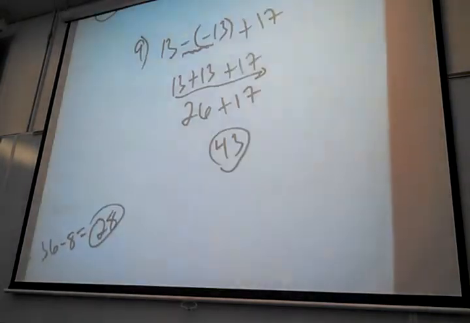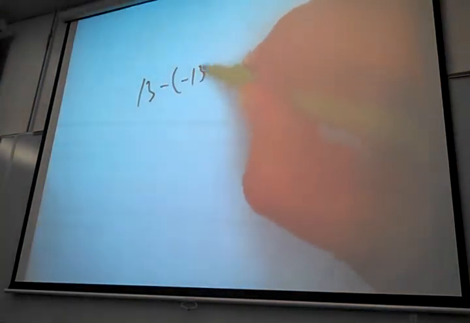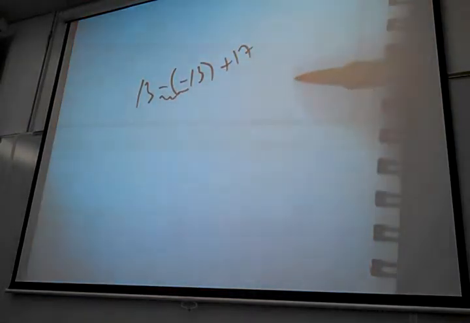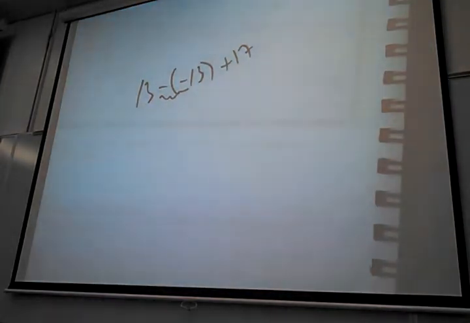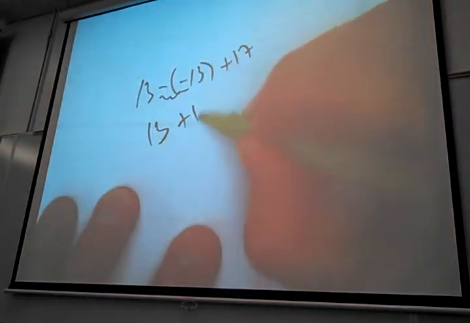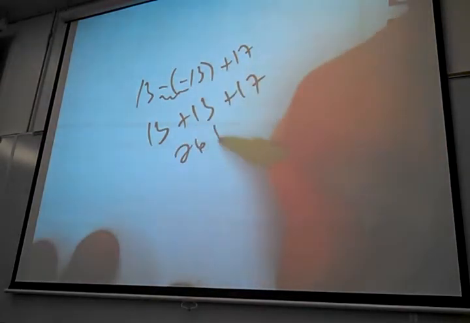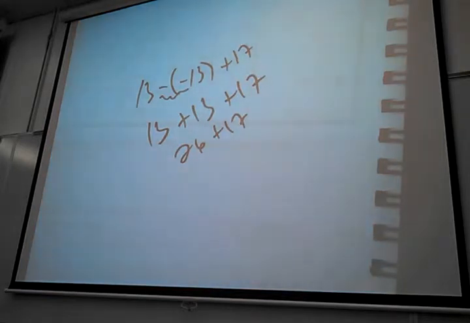So the problem started off as, how do you get 26? It was 13 minus negative 13 plus 17. Minus and negative is plus. So make that a mantra. Minus and negative is plus. Minus and negative is plus. And I've explained why. So now you can say 13 plus 13. 13 plus 13 is? 26. That's where the 26 comes from. And then you just add 17 on top of that.